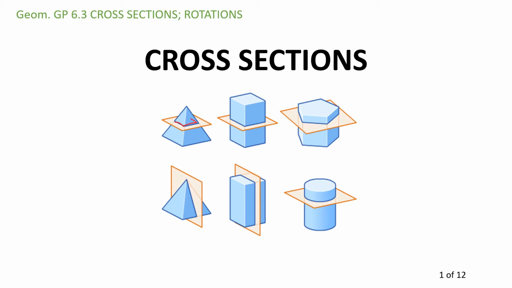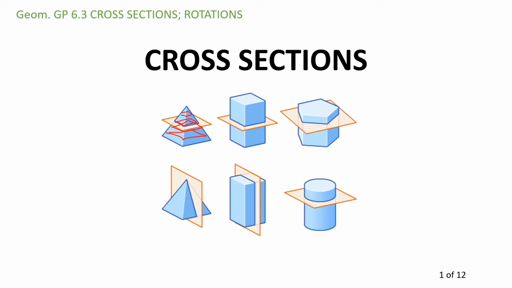If it's a square pyramid, then all these cross-sections will be squares. Basically, it's just a stack of squares. Same thing with a rectangle or some sort of box. They're all going to be the same rectangle. This one obviously would be a pentagon. A cross section of a cylinder will be a circle.